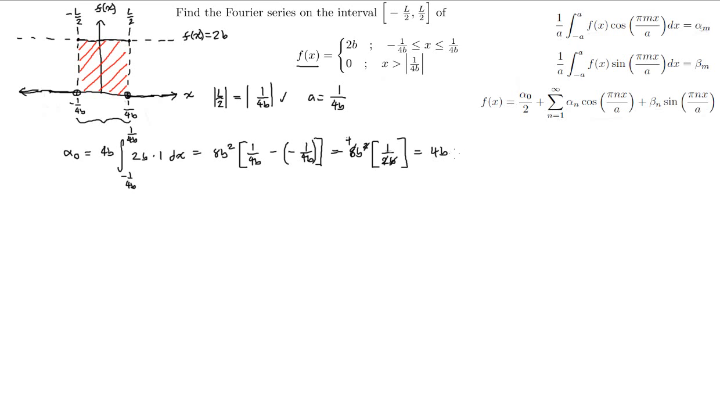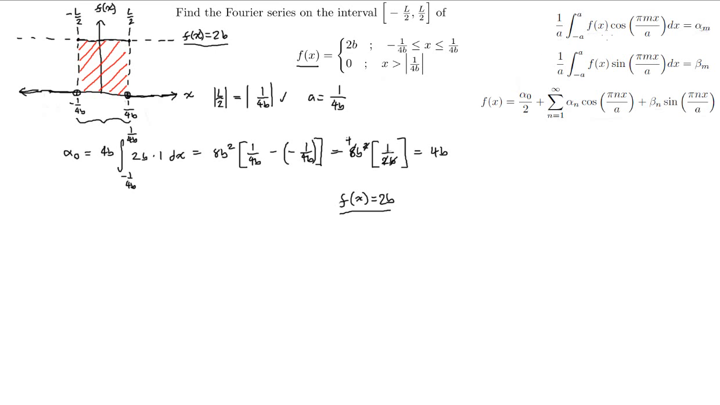And so that's our value for a naught, but then when we divide it by 2, we get that f of x is equal to 2b. So that's kind of interesting, right? We found a Fourier series for this constant function, and it wasn't even a series. It was just this constant. So we got back our original answer. That was a pretty easy Fourier transform to do, and I thought it might be nice to do an easy one.